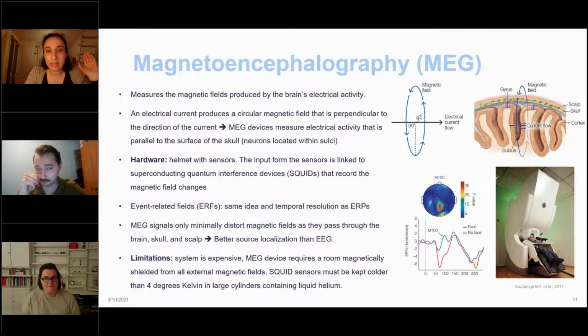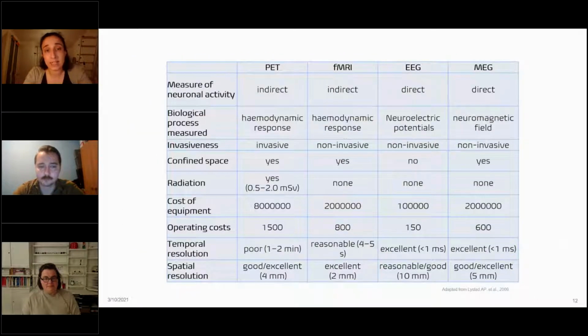We have the same idea with the ERPs, just this time we are talking about event-related fields, so ERFs. And I just added this table. We haven't talked about PET and fMRI yet, but I wanted to show you that EEG and MEG have the same excellent temporal resolution. However, MEG is much better in terms of spatial resolution, but the cost of equipment is quite high.